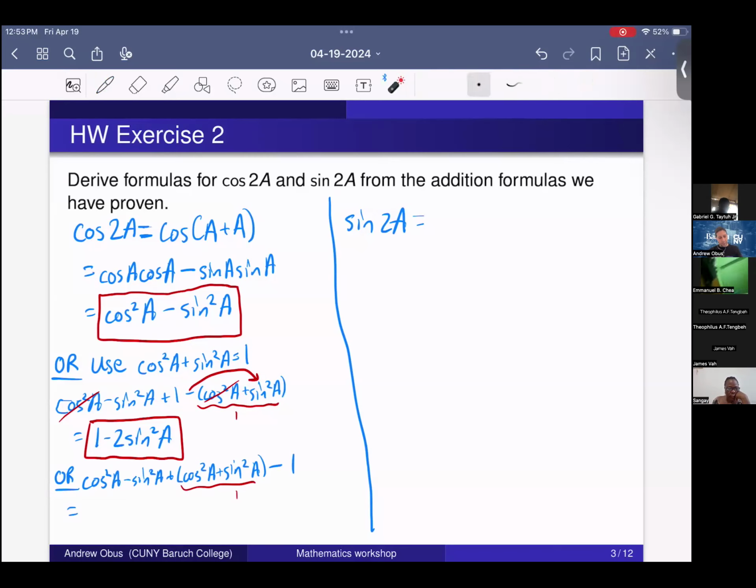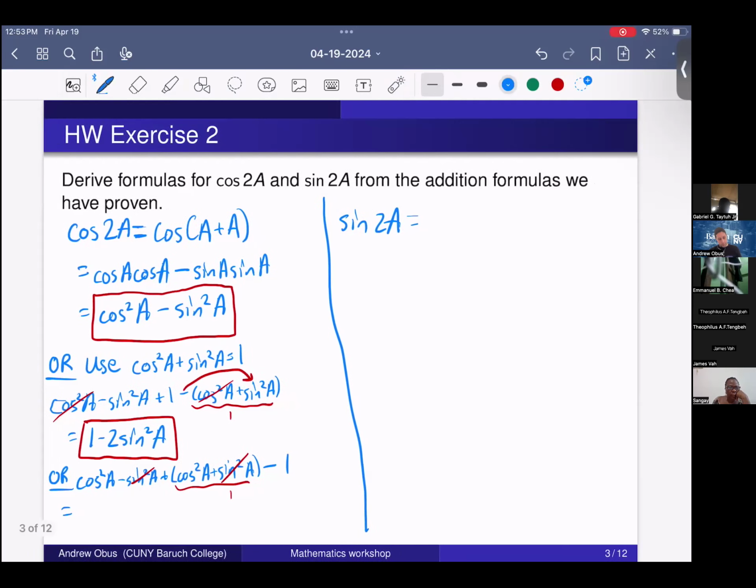Well, now we have cosine squared a minus sine squared a. Exactly. It will be 2 cosine squared a minus 1. Perfect. So because the sine squareds cancel each other out, we're left with 2 cosine squared a minus 1.